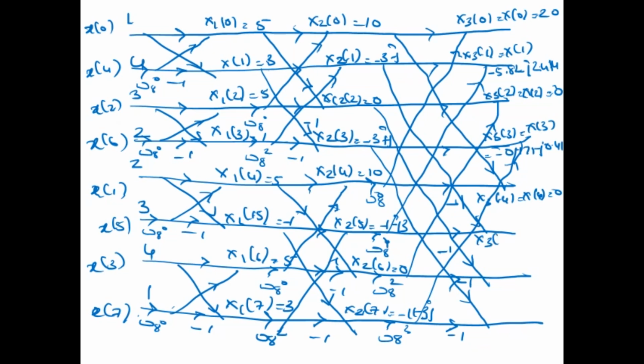X3 of 5, which is equal to x of 5, equal to -0.171 minus j 0.414. X3 of 6 is equal to x of 6, which is equal to 0. X3 of 7 is equal to x of 7, which is equal to -5.828 plus 2.414j.